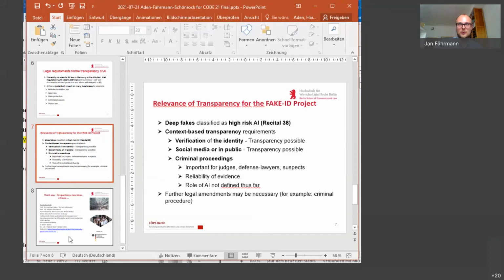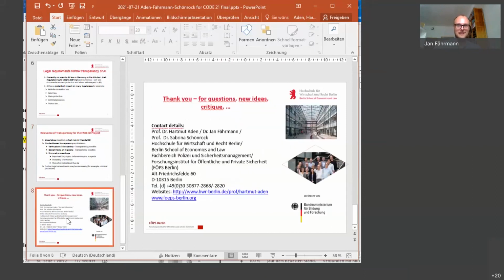The crucial question will be how transparency can be established in this area, and when this must take place. In contrast to other areas, criminal proceedings are often characterized by a lack of transparency, and it is therefore a particular challenge to create transparency in this area. As you can see, we have a lot of questions about transparency and the law of artificial intelligence. So in the project, we look forward to finding solutions to these problems together with our partners, and especially the technical partners. Thank you for your attention.